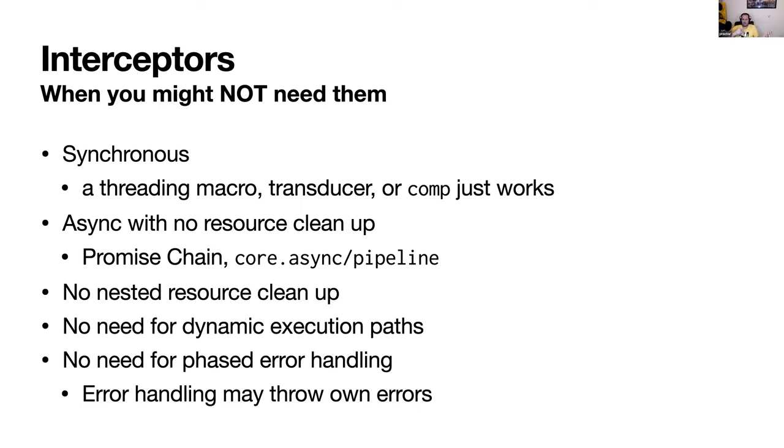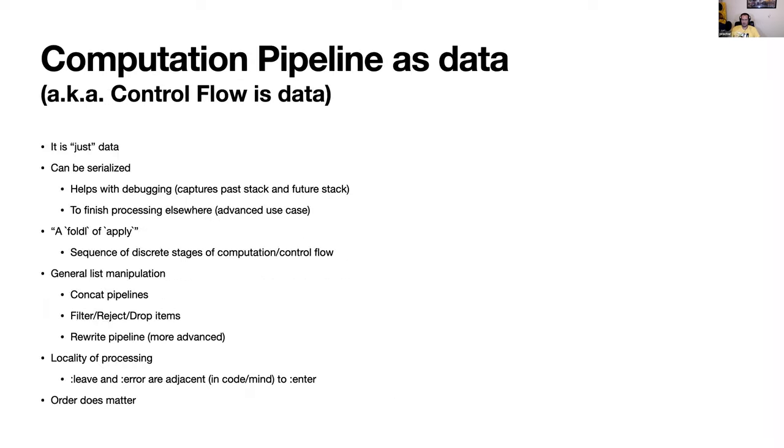I've got to mark this in one database, and I've got to make sure it happens in both. If they both don't happen, I've got to handle cleaning that up one way or another. So the goal is we think of the computation pipeline as data. Our control flow is data. What we outline is the data definition of our control flow, and again, it's just data. It's all data. You can serialize it because it's data.